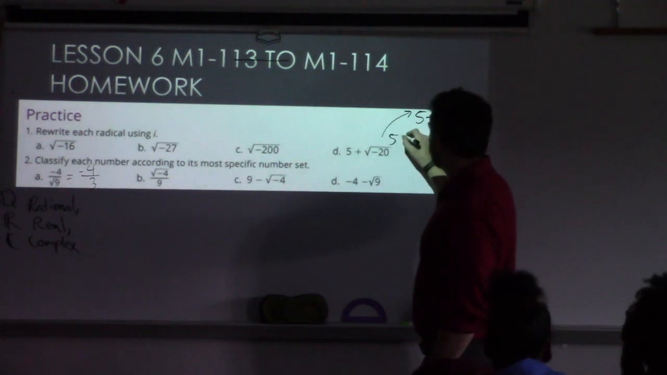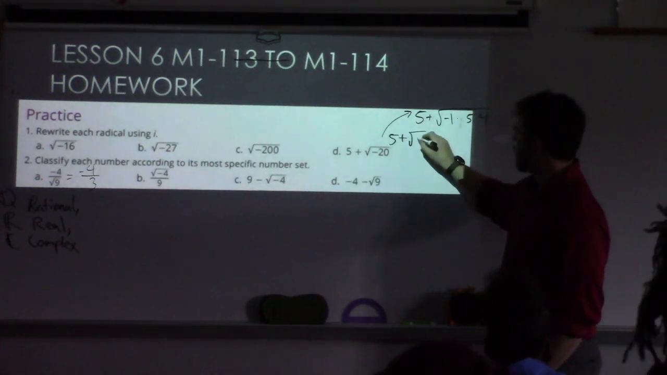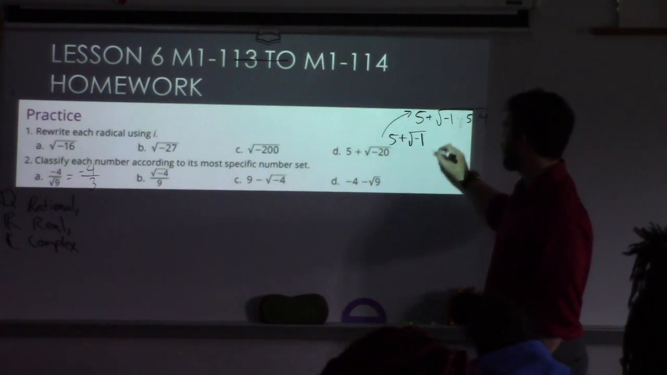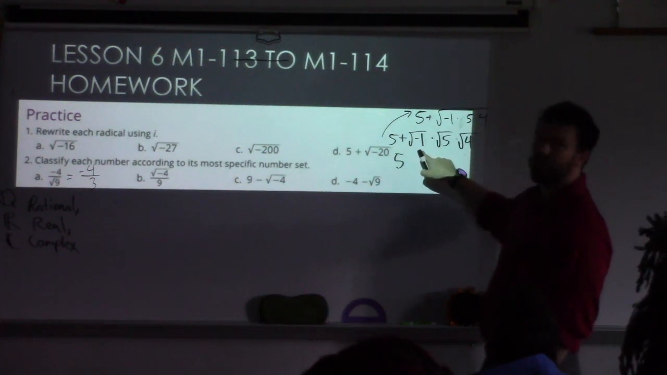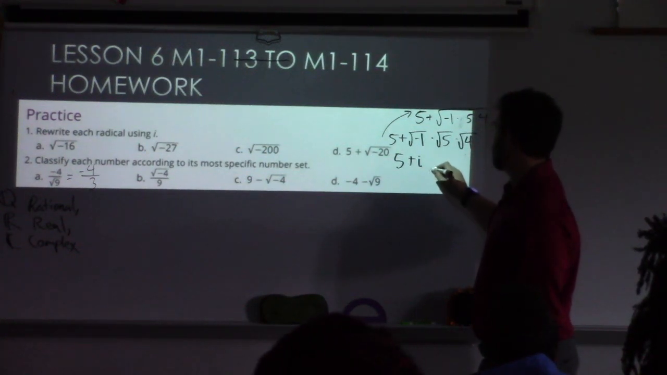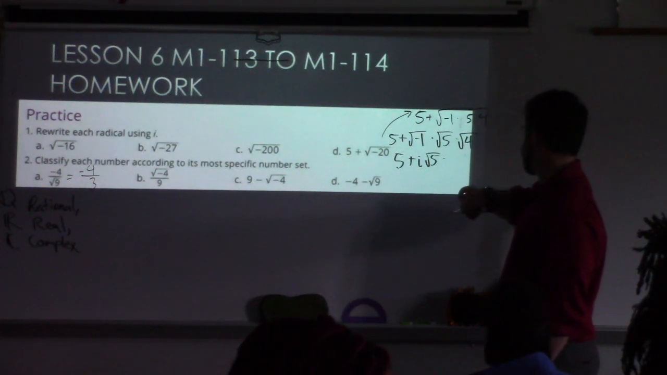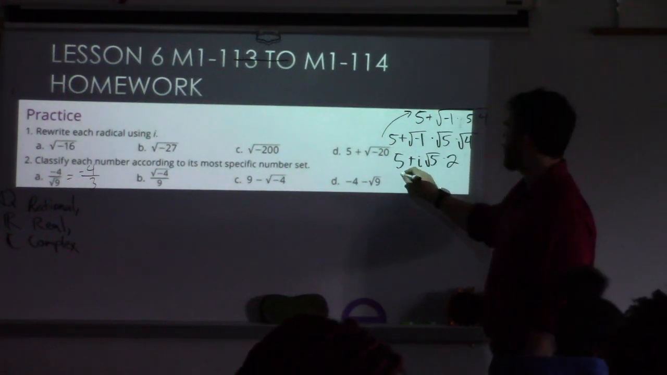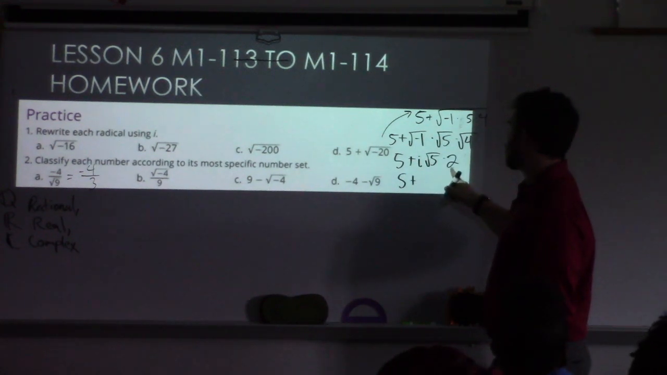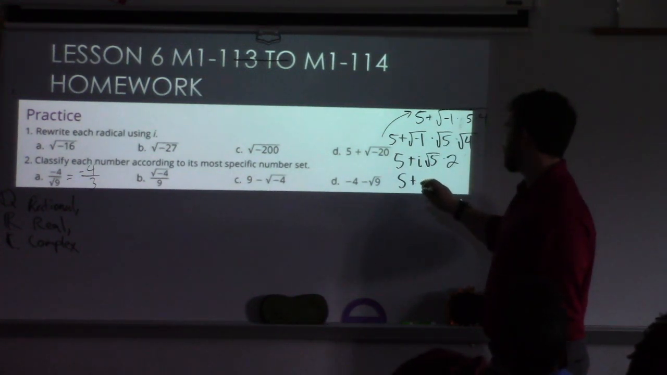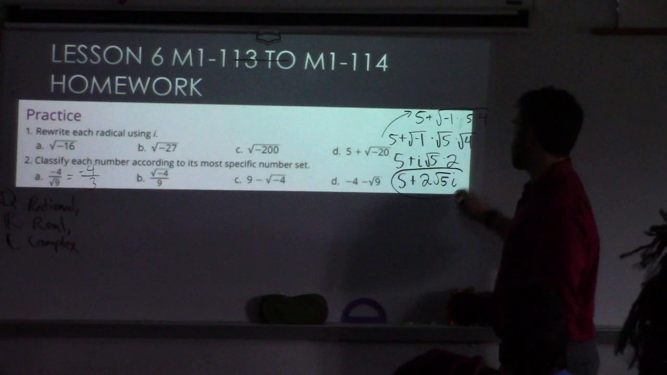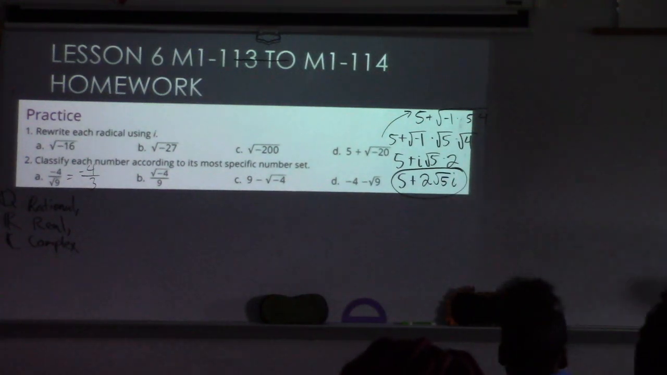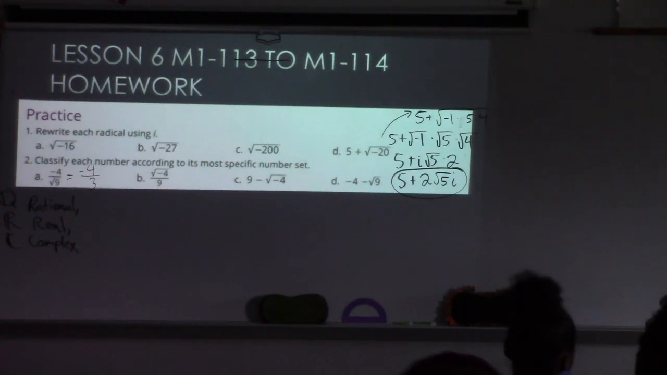So 5 plus the square root of negative 1, remember, the square root of negative 1 is i, times the square root of 5 times 2. And so you can write it how you want from there. Do try to put that real rational component out front. 2 square root of 5 i is how I prefer to see that. Okay? Hopefully that gives us enough to get started.